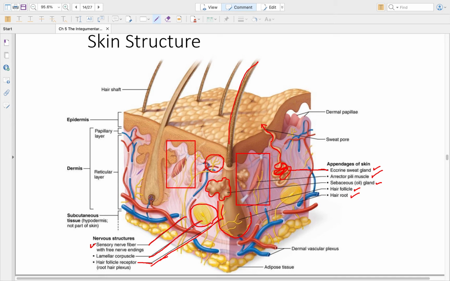Okay, and then at the bottom, we have the hypodermis, the subcutaneous layer, and we have the vascular plexus. See all of this? These are veins and arteries, and they're big veins and arteries that branch into smaller arterioles and smaller veins. And basically, this supplies all the oxygen and nutrients for the skin.